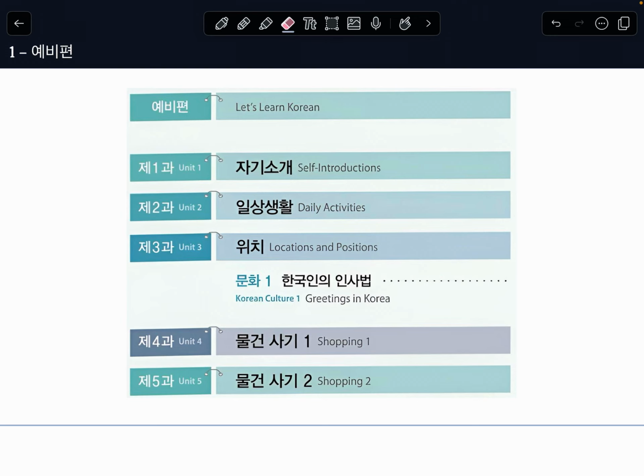So the first one on this slide is the summary of our class. We will learn about Yebi Pion, which translates as "let's learn Korean." Basically, we will learn about the Korean alphabet, and then we will learn about common greetings.